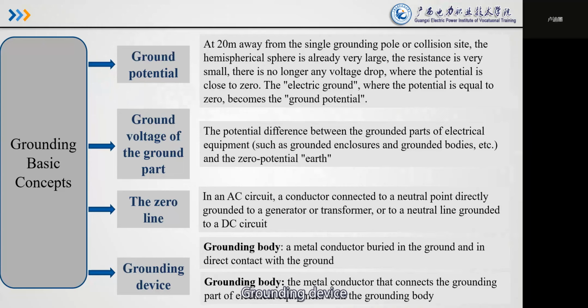Grounding device. Grounding body: a metal conductor buried in the ground and in direct contact with the ground. Grounding wire: the metal conductor that connects the grounded part of electrical equipment with the grounding body.